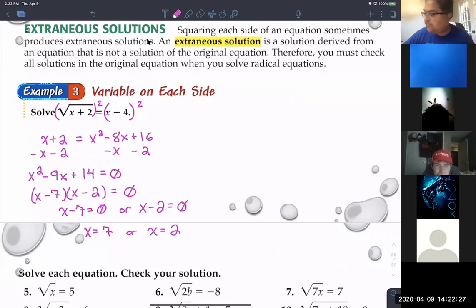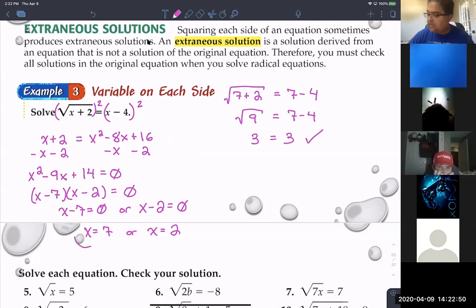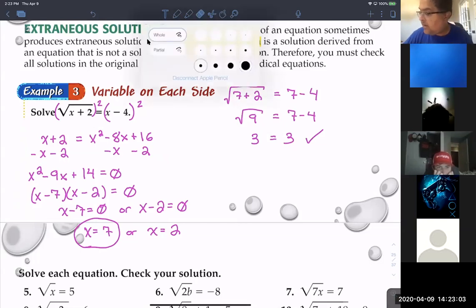So let's check 7. We replace x with 7. So the square root of 9 is 3. 7 minus 4 is 3. So 7 works. Now, we're not done because we have 2 answer options here. So now we got to go back and check the other answer option. We got to go back and check 2.